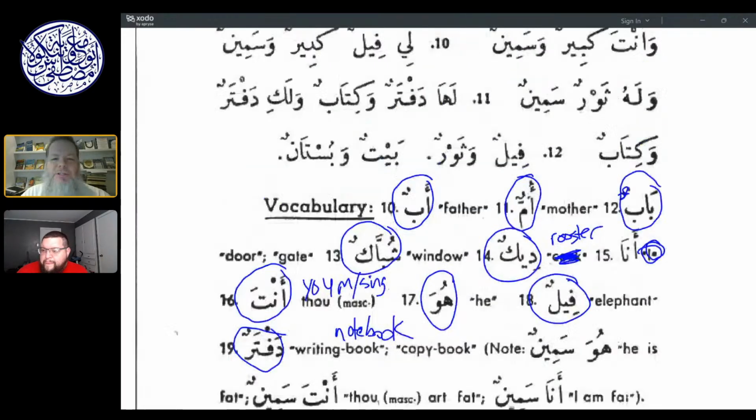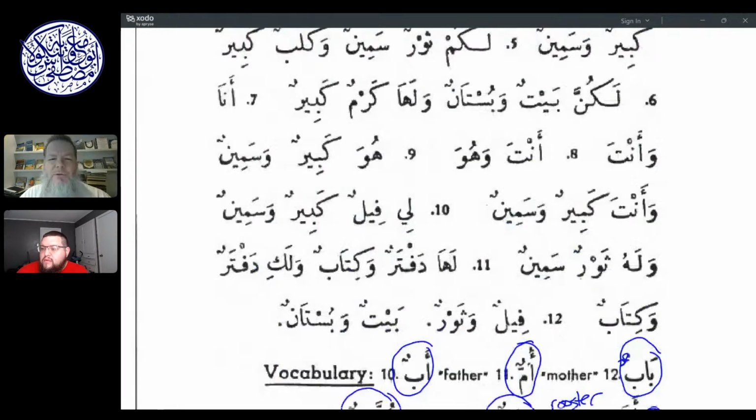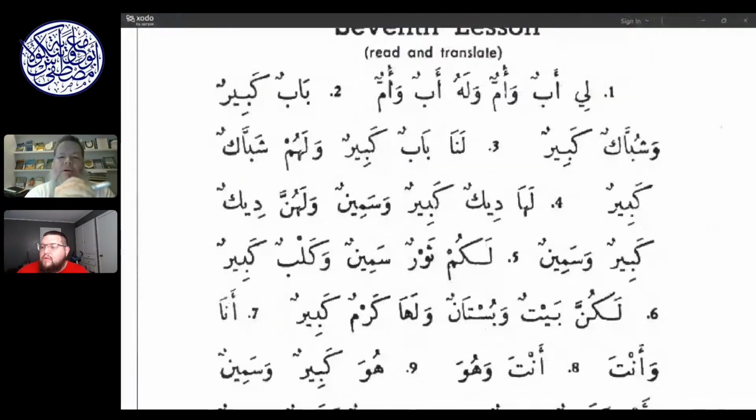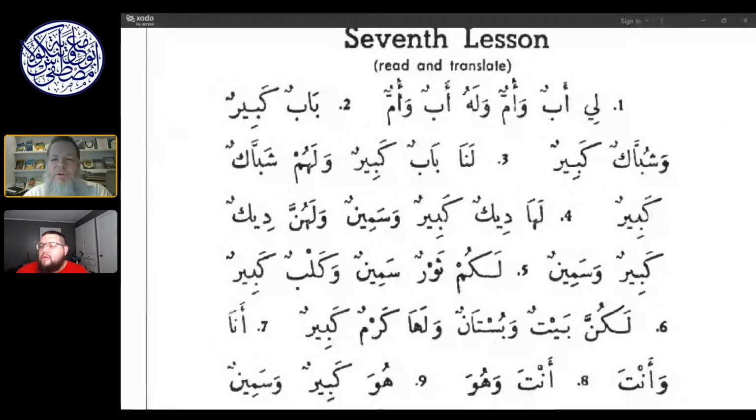So let's go over lines 1 and 2, these two right here. Let's just read them, and know that this one bleeds over into the second line. Go ahead and read them and translate.